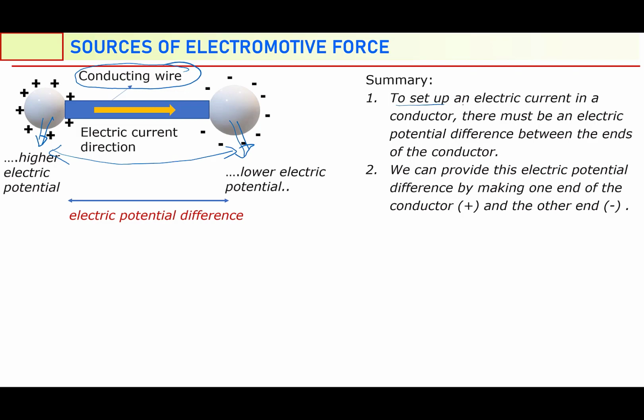Yani, to set up an electric current in a conductor, there must be an electric potential difference between the ends of the conductor. The positive sphere makes this end high electric potential. The negative sphere makes this end low electric potential. An electric current starts from high electric potential to low electric potential, or from positive to negative.